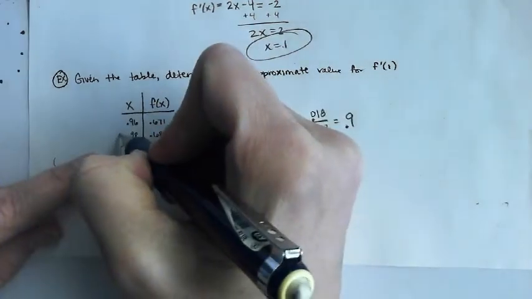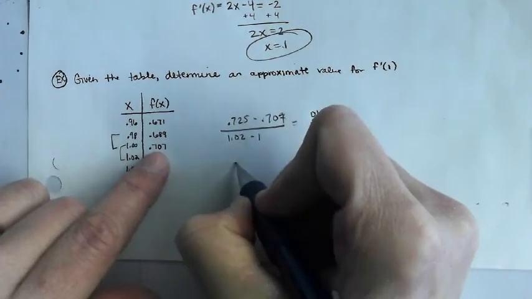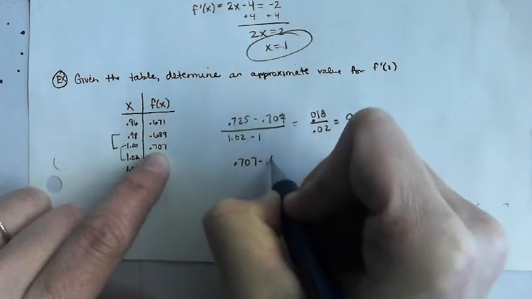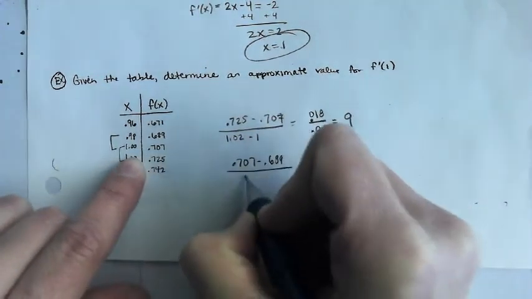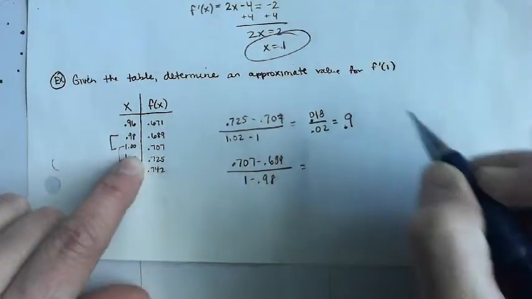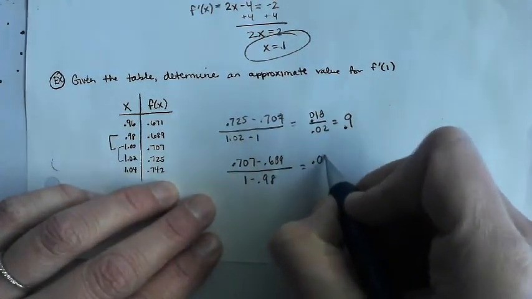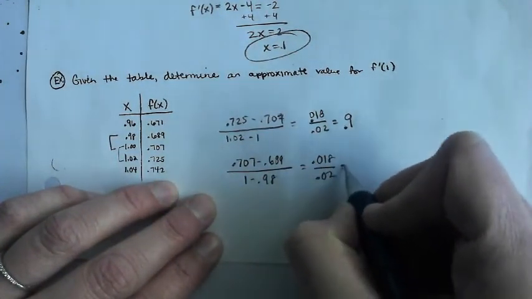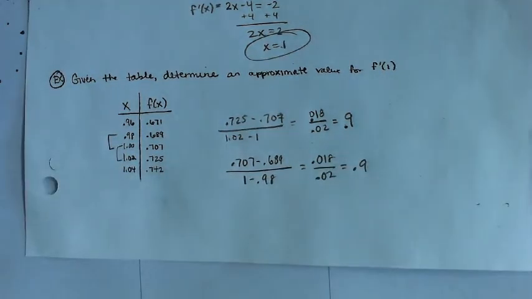So between these two, if you do that, 0.707 minus 0.689 over 1 minus 0.98, you're going to get the same thing. Same thing coming in, same thing coming out. So it would stand to reason that 0.9 is overall a good estimate, right? If you had noticed that, and if you had raised your hand and spoken up, I would have considered it.